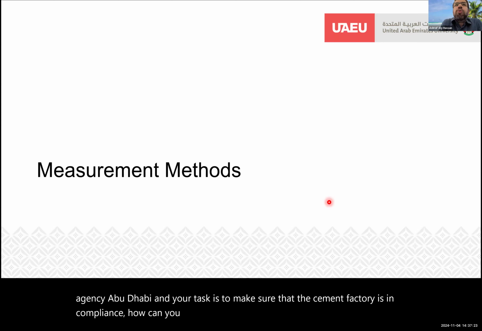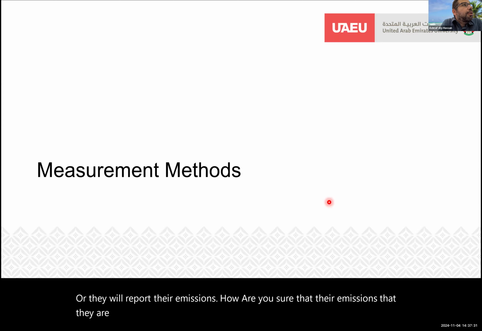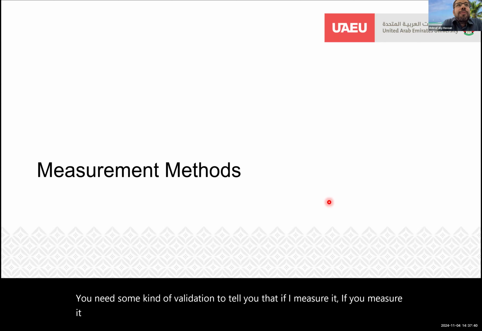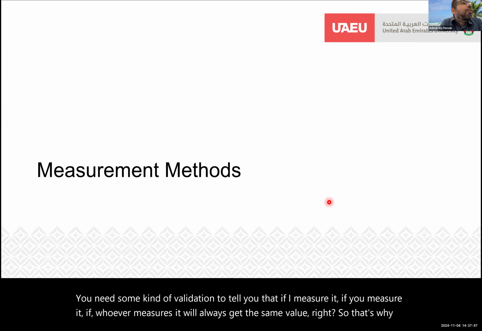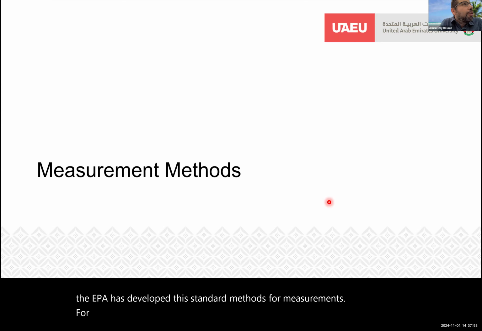You will get a company to measure their emissions, right? Or they will report their emissions. How are you sure that the emissions they are reporting are correct? You need some kind of validation to tell you that if I measure it, if you measure it, if whoever measures it, will always get the same value, right? So that's why the EPA has developed these standard methods for measurements for every pollutant, not only for VOCs.